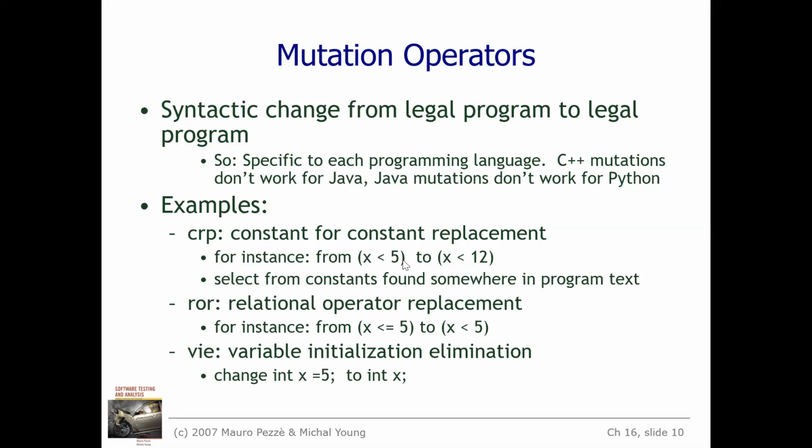If the value 5 and the value 12 both result in the same output, then there is a problem in our program. If the result you get with 5 is different from the output you get with x less than 12, then your mutant can be killed. This is our original program, this is our mutant program, and this change can be killed. So this is how it works.